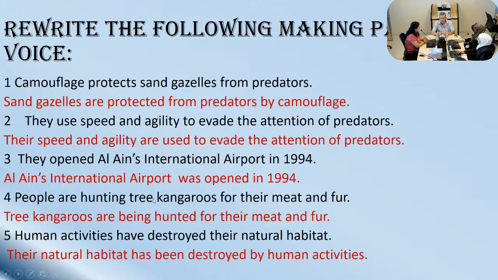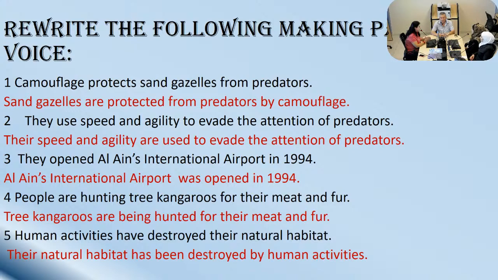Here we've got examples. Again, remember, verb to be plus past participle. The tense of the verb of the sentence is given to the verb to be. Now, camouflage protects sand gazelles from predators. The verb is protects and it's in the present simple. So the verb to be goes with is, am, or are. We start with the object, which is sand gazelles. We start the new sentence, the passive voice, with the object: sand gazelles are protected from predators by camouflage.